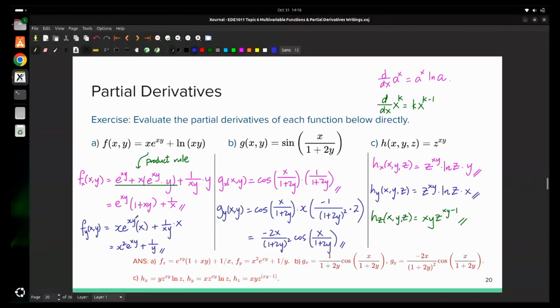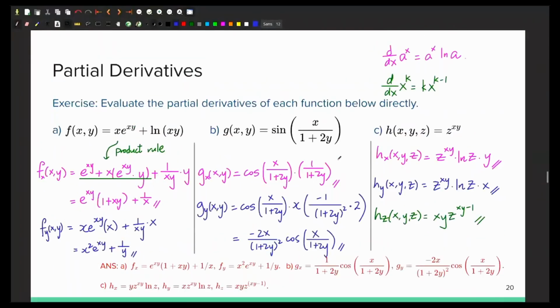Okay, so that's the first term. Then the second term, same thing: 1 over xy. But now you have to differentiate xy with respect to y, so the chain rule is going to give you x, because x is the constant. Is that right? So therefore you get this second expression for f sub y.